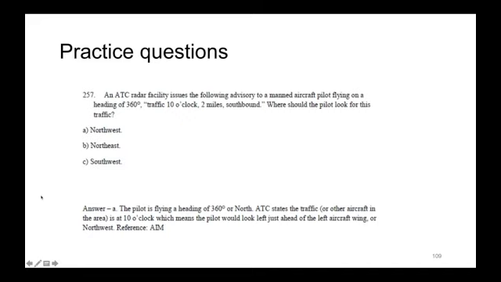The pilot is flying at a heading of 360 degrees, or north. And they're stating that the traffic is at 10 o'clock, which means the pilot should look left, just ahead of the left aircraft wing, and look northwest, looking for the traffic. And you would be required to do the same thing on the ground. If you hear this coming across CTAF, you'd be able to understand and know where to look as well. All about risk management.